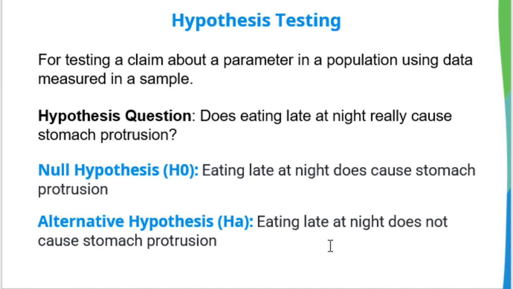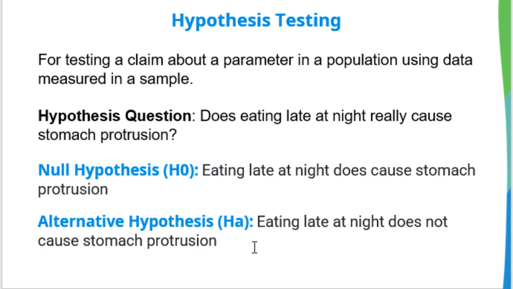This alternative is our predictive answer. When this one fails, we can now reject the alternative. It's only when this one fails. But this is our focus. We are trying to say that eating late at night does not cause stomach protrusion. That is what we're trying to say.